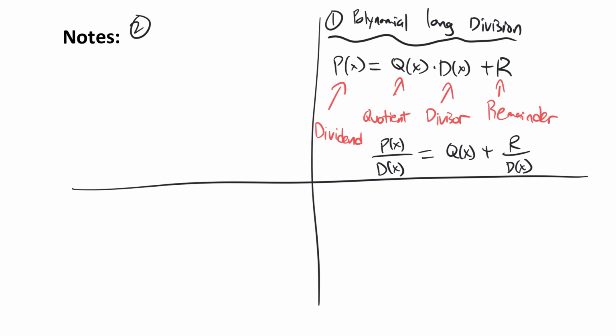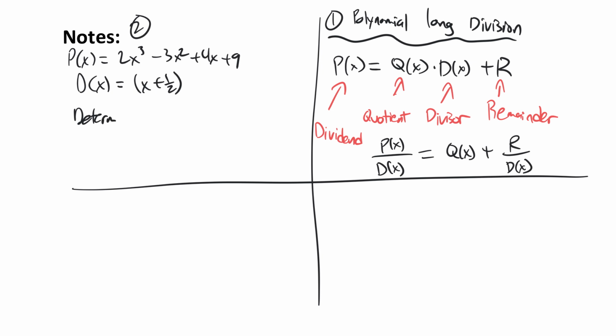All right, for an example here, I'll give you P of x. Do 2x cubed minus 3x squared plus 4x plus 9. We'll set D of x as x plus 1/2, give you a fraction to work with. And go ahead and determine the quotient and the remainder.